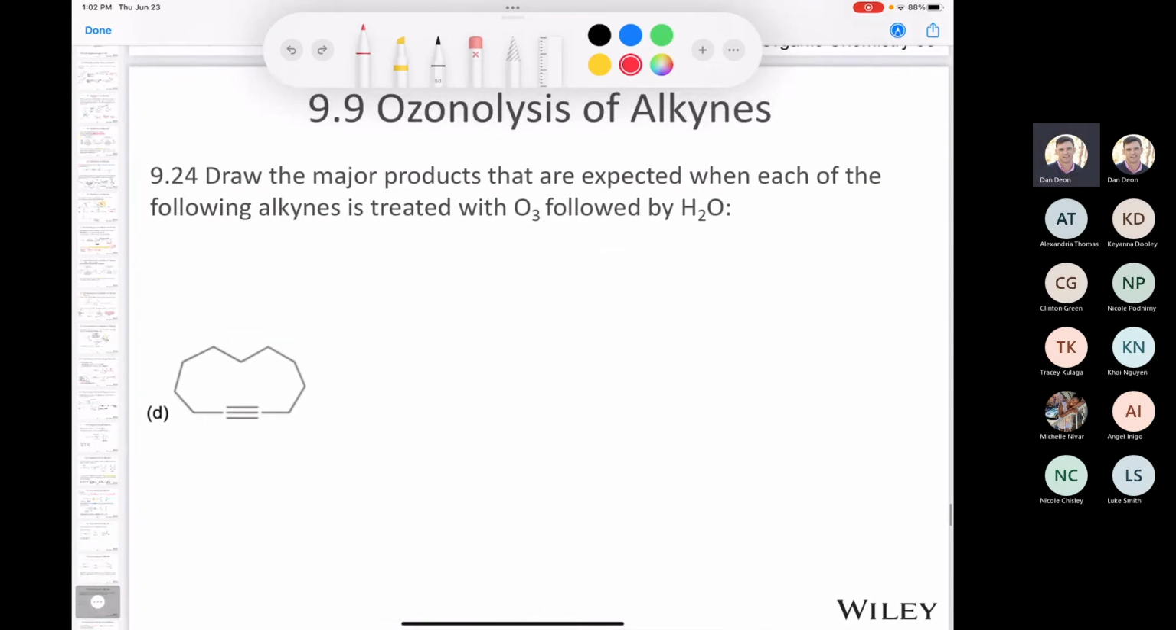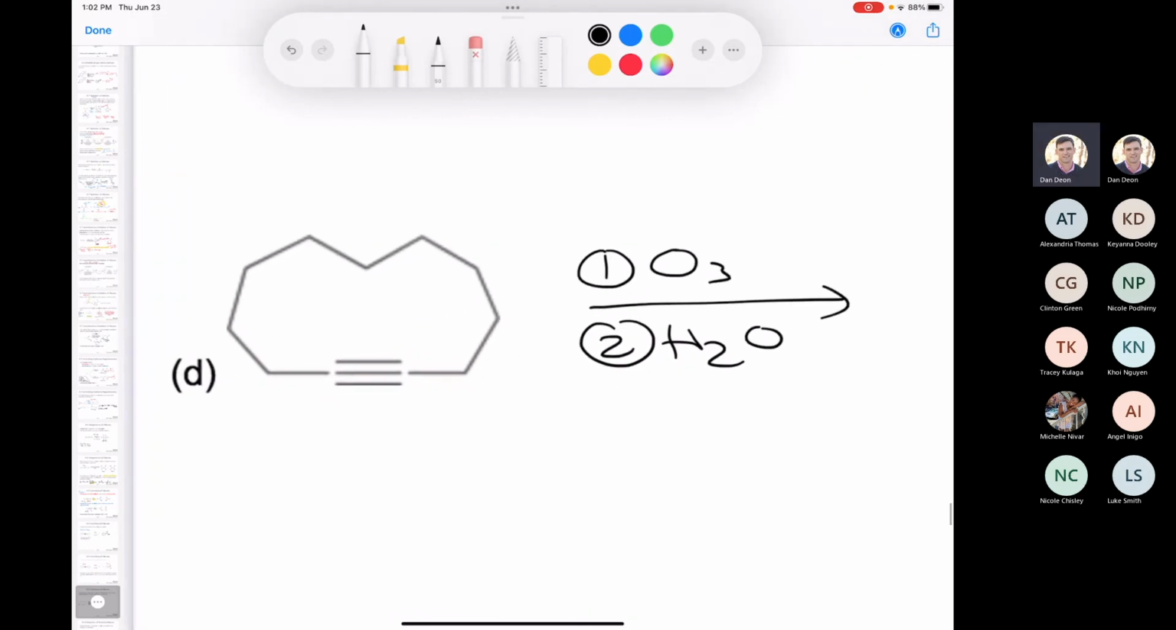Just draw the major products that are expected when this alkyne is treated with ozone followed by water. So we're going to take this cyclic alkyne and treat it with ozone followed by water. Now, let me just say something before we get in here. This molecule has a total of 1, 2, 3, 4, 5, 6, 7, 8, 9, 10, 11 atoms in it.